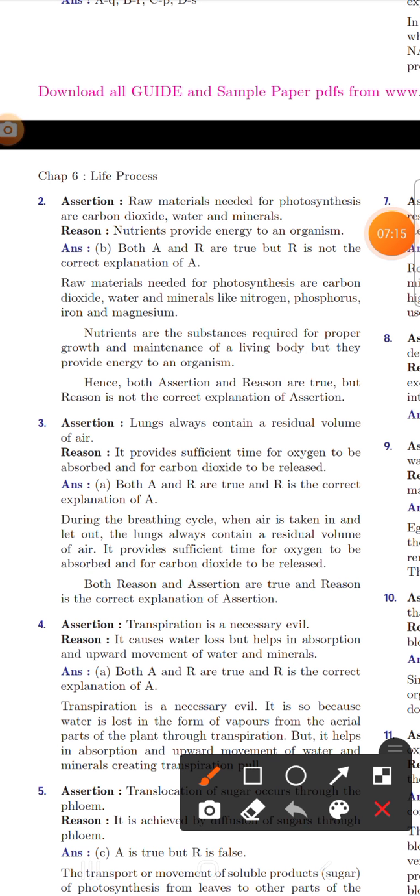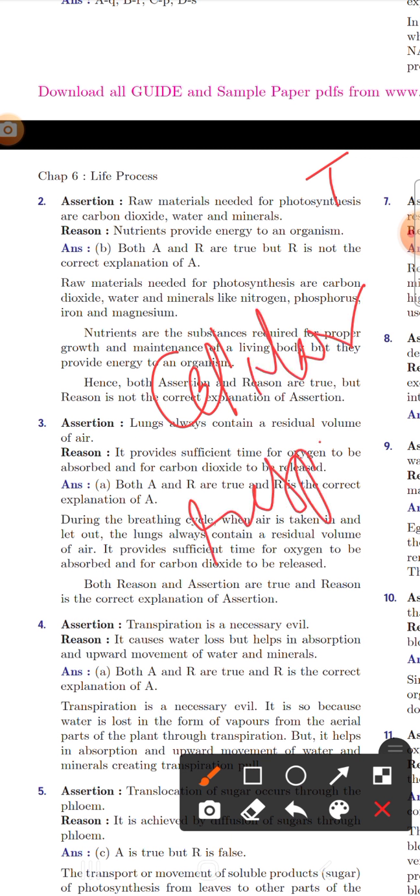Automatically when you are reading the statement, you are able to understand that it is a true statement. Done. Nutrients provide energy to an organism. What are nutrients? Nutrients are found in the food which we consume. So automatically the food, when it is broken down in the process of cellular respiration, we are able to get energy, right? So this statement is also true.